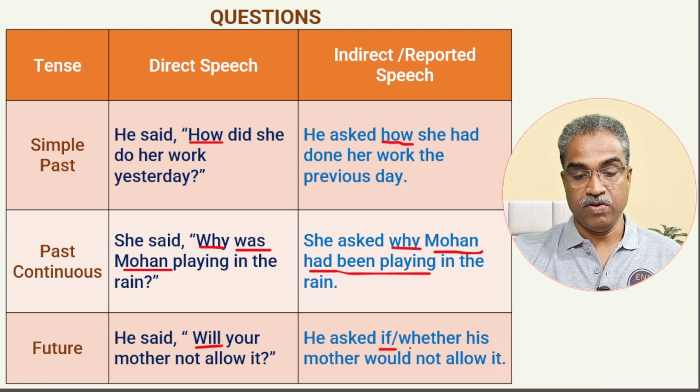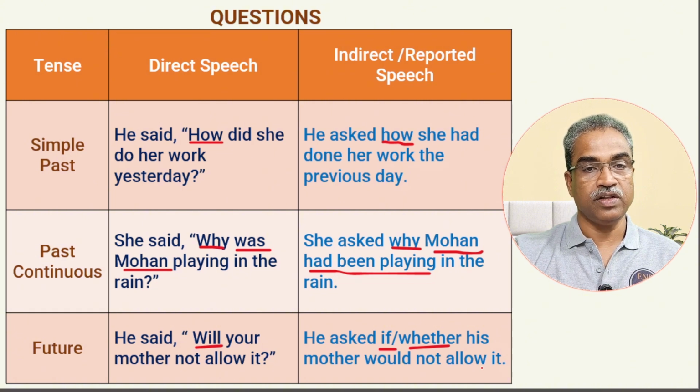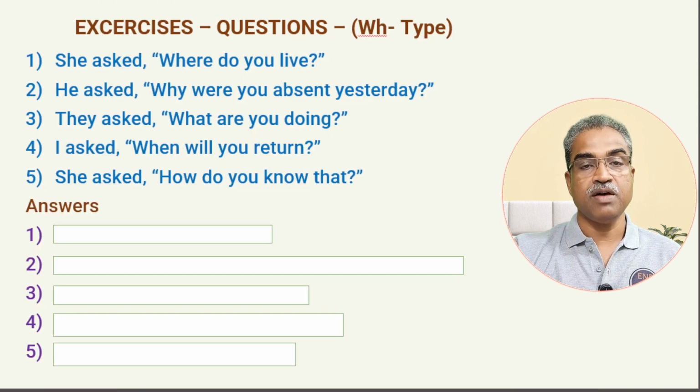So if or else whether. He asked if his mother would not allow it. Will your mother? Will changes into would not allow it. He asked if his mother would not allow it. That is how you are supposed to do it. He asked whether his mother would not allow it. Simple. Now let's come and do some what type questions.